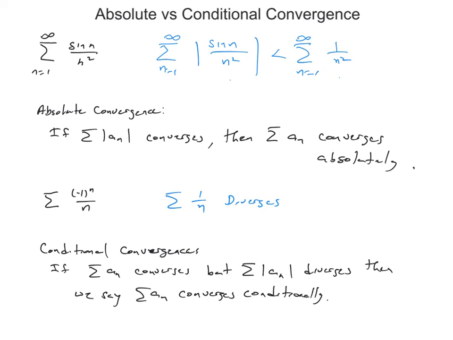Okay, so those are the two that you're going to have. So now, instead of asking you if it converges or diverges, they're going to ask you the type of convergence as well. Does it converge absolutely? Does it have conditional convergence?